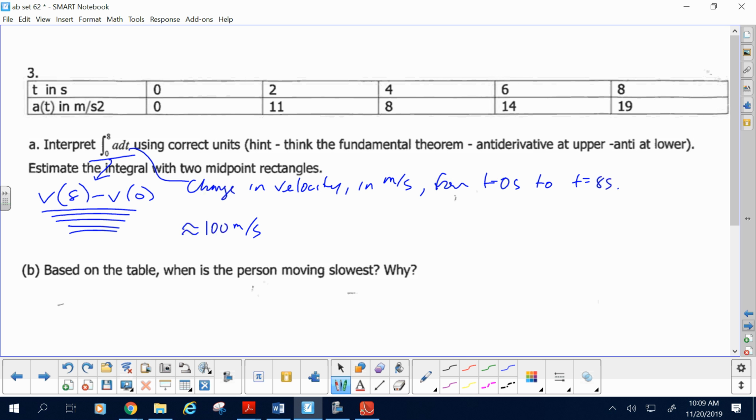So let me give you case one. Case one, his velocity at time 0 is 0. And then over time, he gets faster and faster. In that case, when is he moving the slowest? 0. Okay? Case two, his velocity at time 0 is negative 100 meters per second.